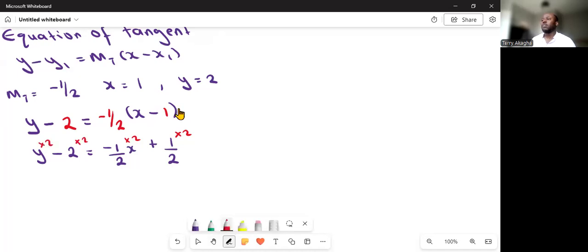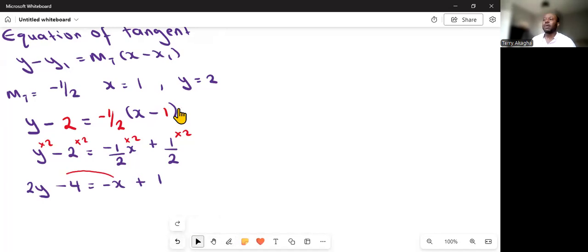Okay, so that means this is going to give me now 2y - 4 is equal to half of this, which gives me -x + 1. Are you seeing it? So now it looks easy for me to work with. Now we're going to take all this to the other side. So I'm going to take minus x to the other side, or you can add x to both sides and subtract 1 from both sides. Apparently, students prefer the adding and subtracting, so I'm going to do that.